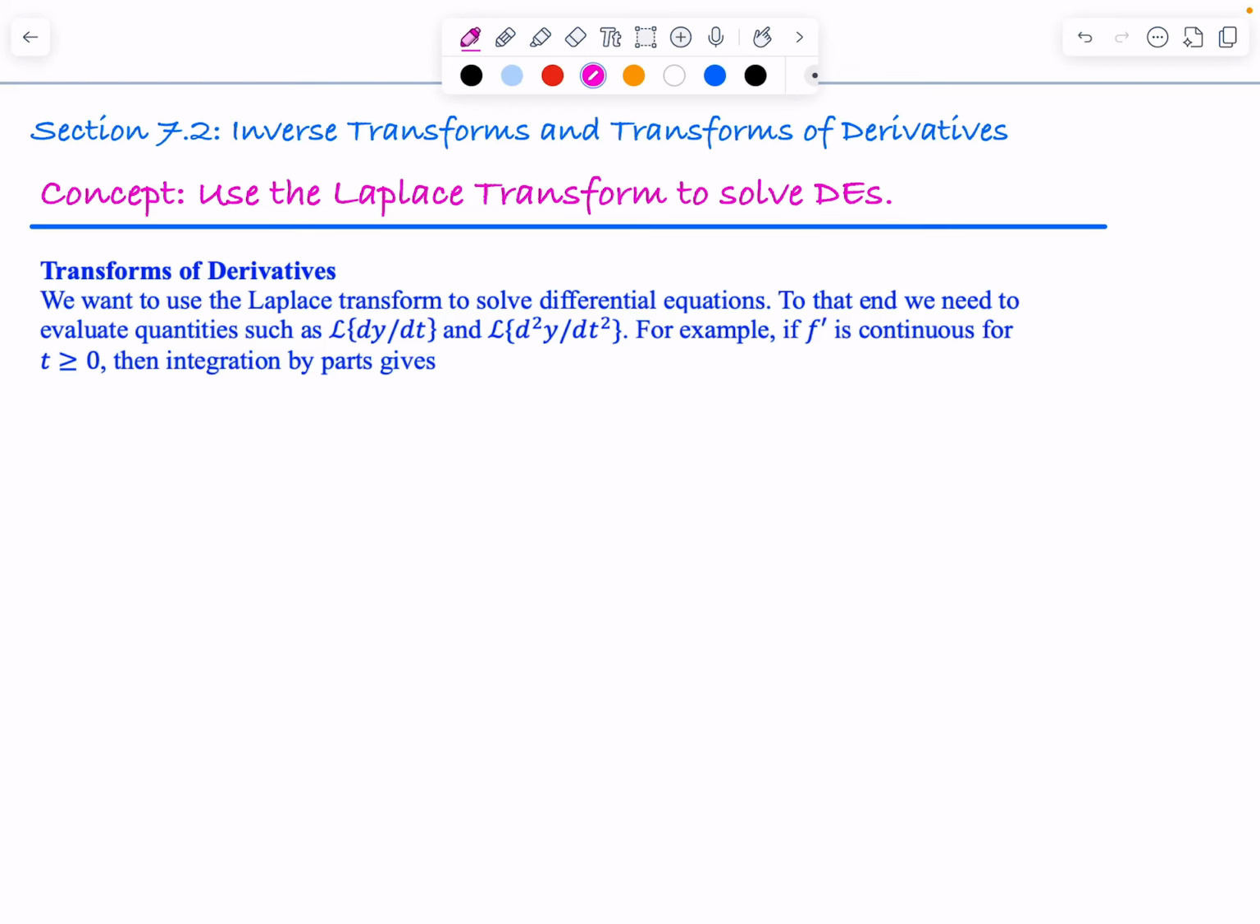In this video, we'll continue our discussion of section 7.2. What we're going to do in this video is find the Laplace transform of a first derivative, a second derivative, and then use that to make a rule.